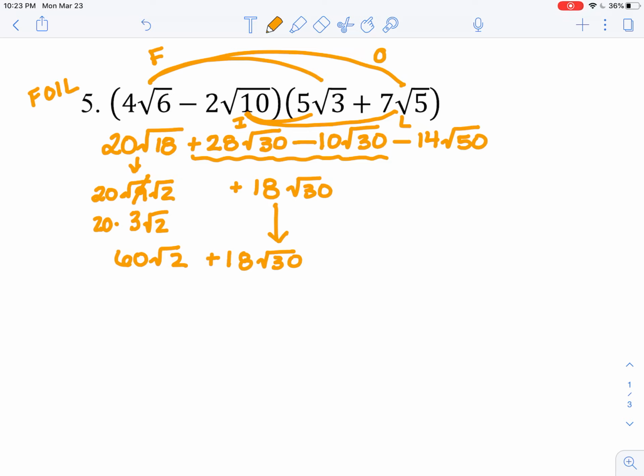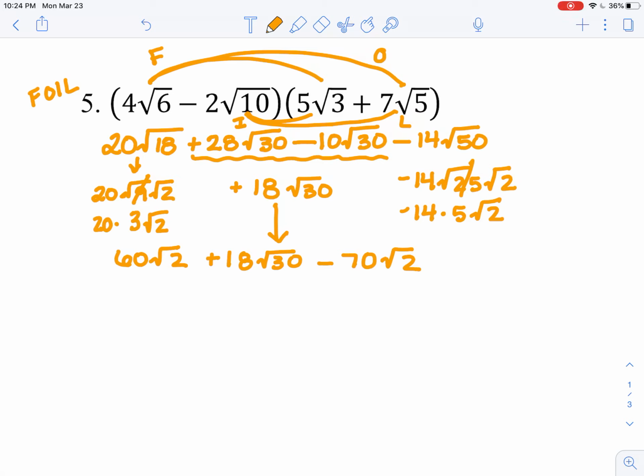And now if I try to simplify my last term, the perfect square that goes into 50 is 25 times 2. So this last term is going to become negative 14 times the square root of 25 times the square root of 2. But the square root of 25 is 5. And negative 14 times 5 makes this negative 70 square root 2.